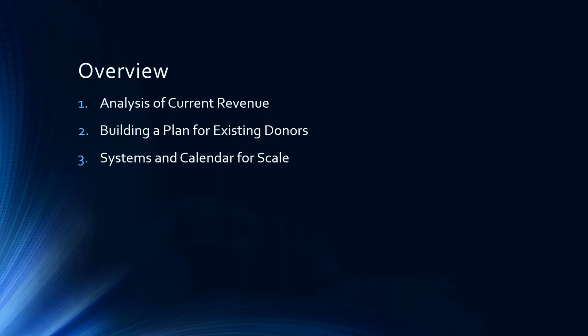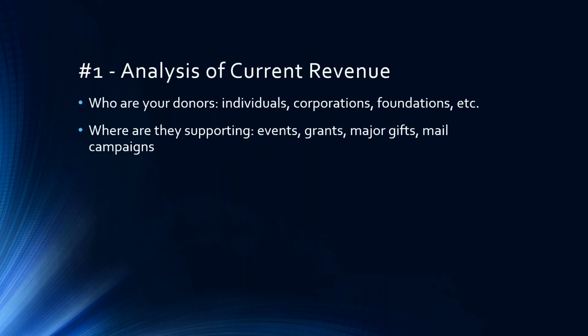So there are three steps that we're going to cover here today: doing an analysis of your current revenue and what that looks like, building a plan for the existing donors that support your club, and then some systems and calendar options that will allow you to scale and to focus on the things that are really important to driving annual giving and raising more money. So let's jump right into it.